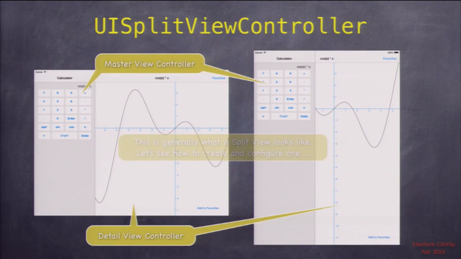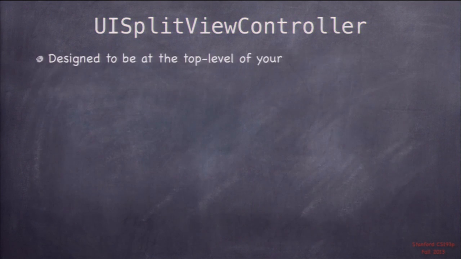So here's what a split view controller looks like. We have a name for the left view, we call that the master, and the right view we call the detail. That's usually because there's a master-detail relationship between the two. What's changing in the master usually is driving what's happening in the detail. Okay? So here's one in landscape mode and another one in portrait mode. This is a calculator, so it's got two MVCs, a calculator keypad MVC, and then a calculator graph, or graphing MVC that knows how to graph things. So it's like a graphing calculator.